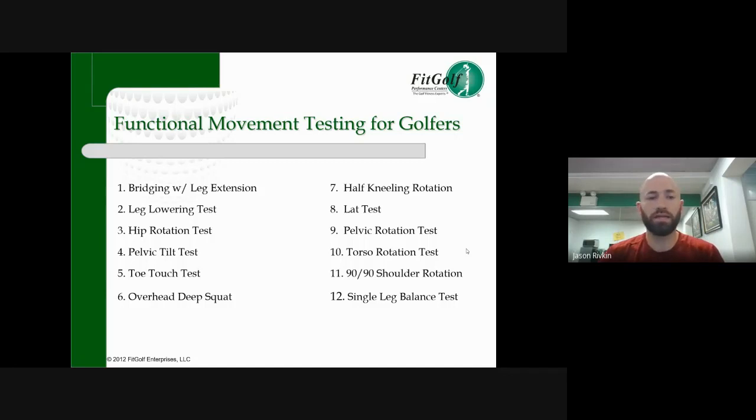But the ones that he covered are the foundational tests that are really going to tell us the most about a golfer and their body. All right, Greg, you have anything to add to that?